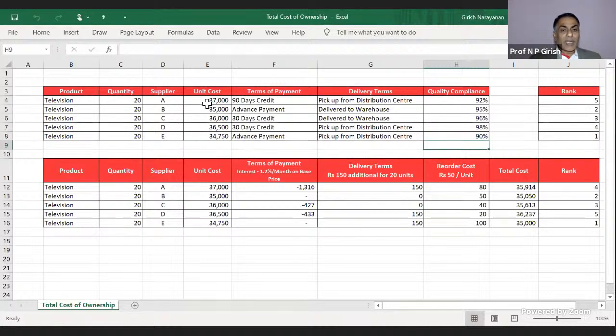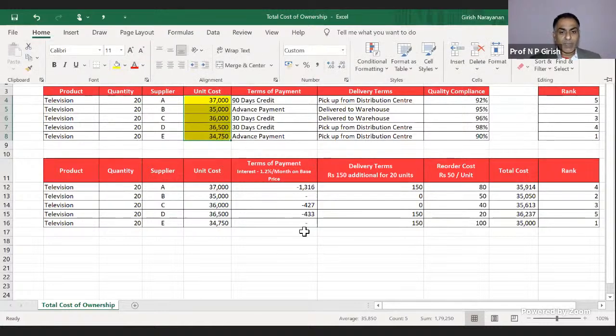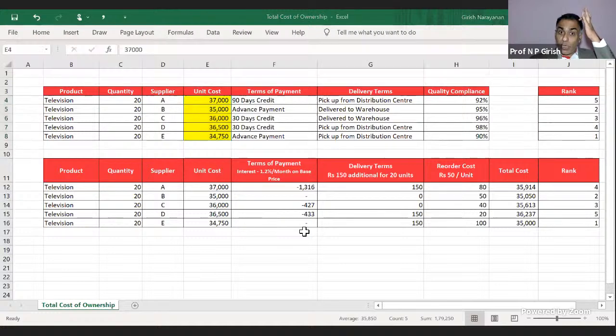Let's say you're only taking a look at the unit cost. Which one will you go by? Who will you go by, if you take a look at only unit cost? E. Good. Now, let's see, will our rating change based on the calculations?